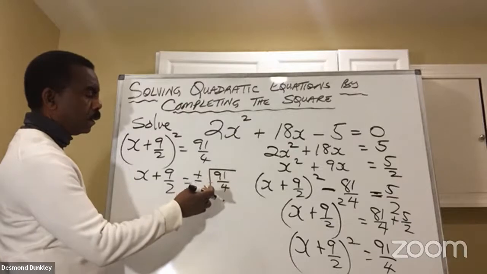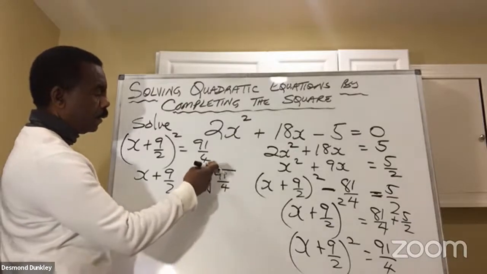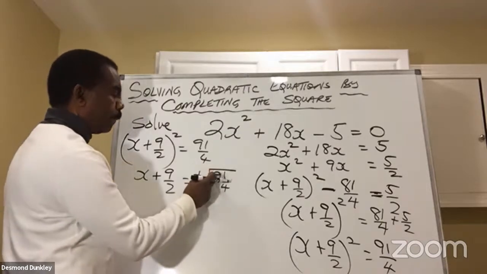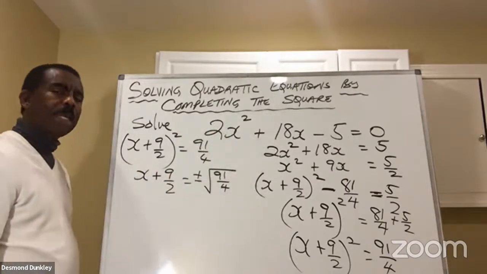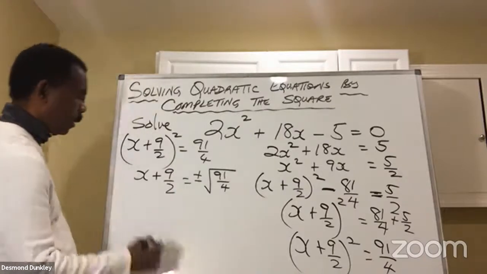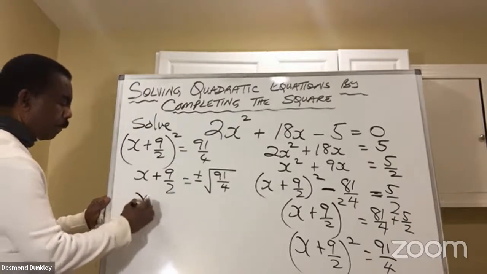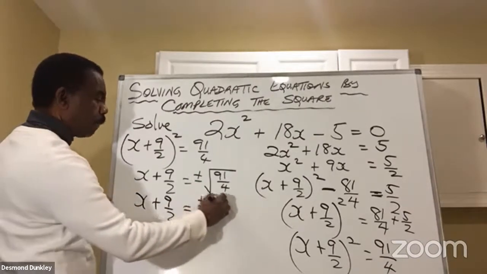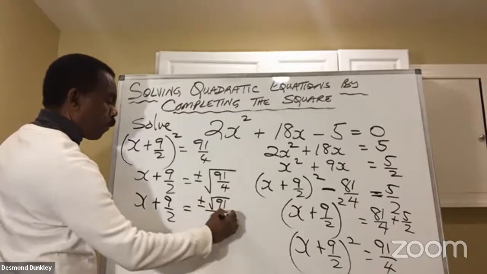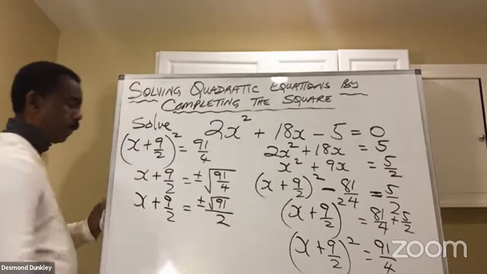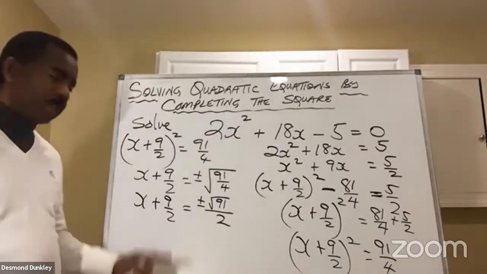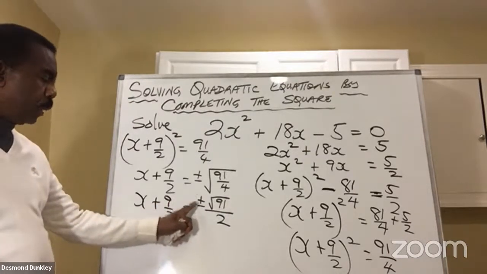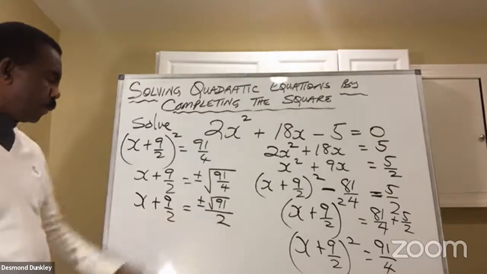91, 7 into 91 goes 13 times. So it's 7 times 13 that gives you 91. So there's no perfect square. So now we end up with x plus 9 over 2 equal to plus or minus the square root of 91 over the square root of 4, which is 2. All we have to do is bring this over to that side. It becomes negative 9 over 2 plus or minus the square root of 91 over 2.